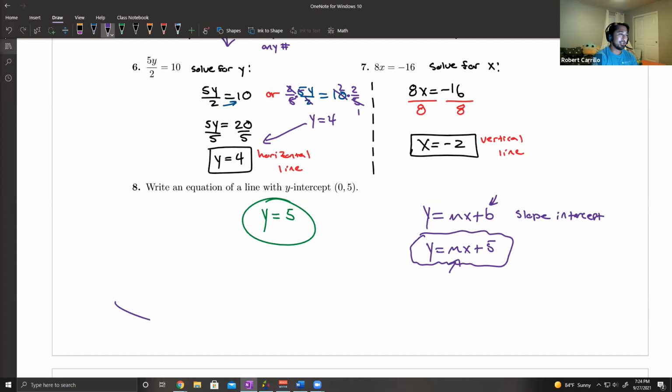All right. Other than that, just stick with this, because today is all about x-intercepts and y-intercepts. I think next class is all about slope intercept.